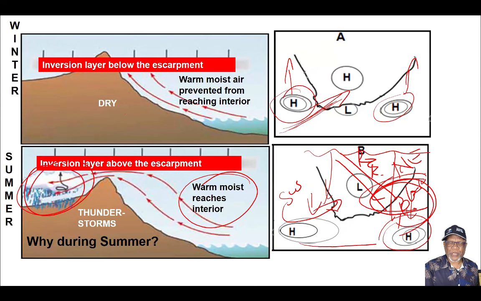We experience precipitation because the Kalahari high pressure has moved higher in the atmosphere. When it moves higher in the atmosphere, it allows warm, moist air to go into the interior, and this warm, moist air will condense to form clouds, and there we are. We have your precipitation during which season? During summer.